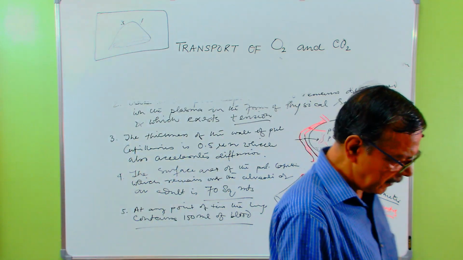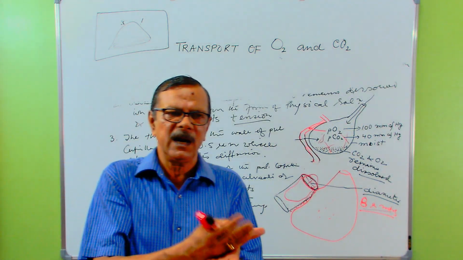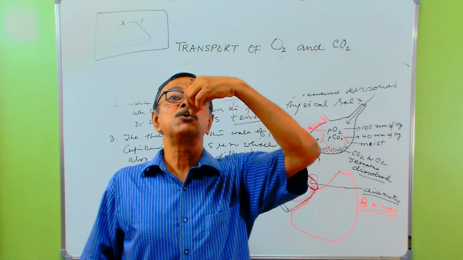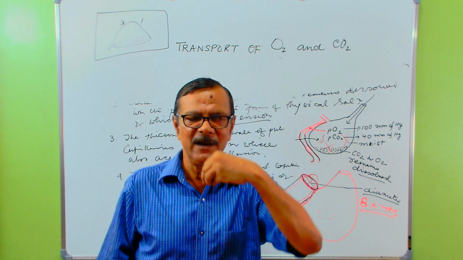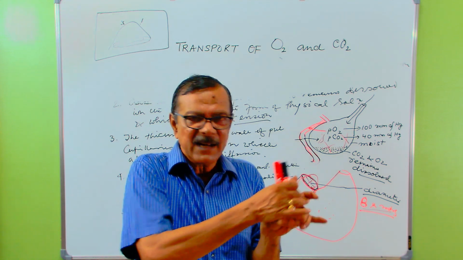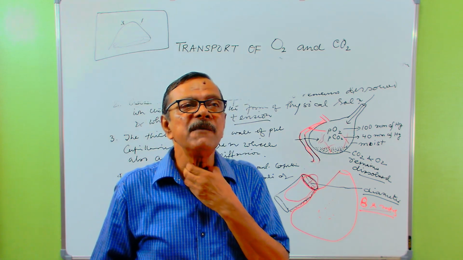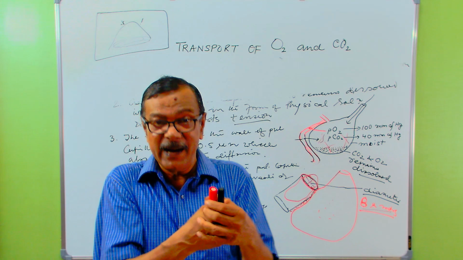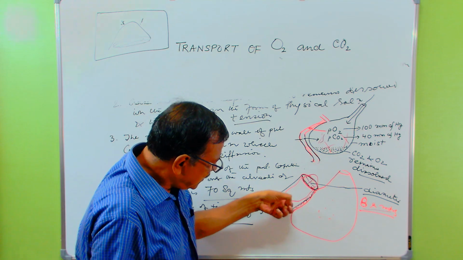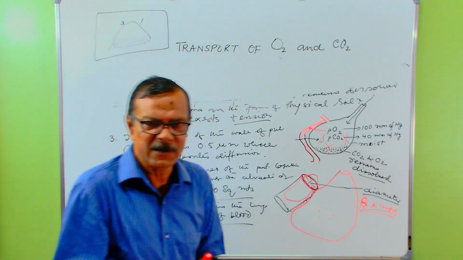Let me give you an example. Suppose you take a banana and cut it into two pieces. You take half the piece and swallow it. Whenever you swallow it, the entire banana touches the entire esophagus of your alimentary canal. Likewise, whenever RBC squeezes through here, it touches all the walls.